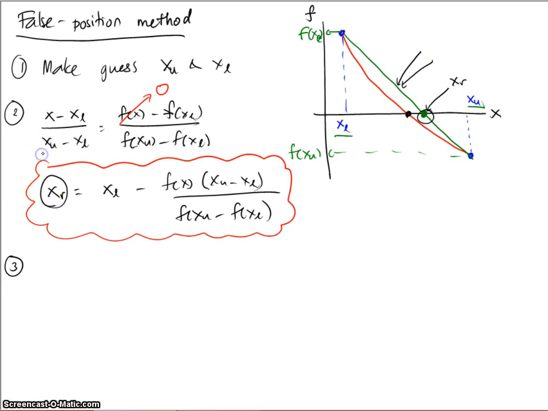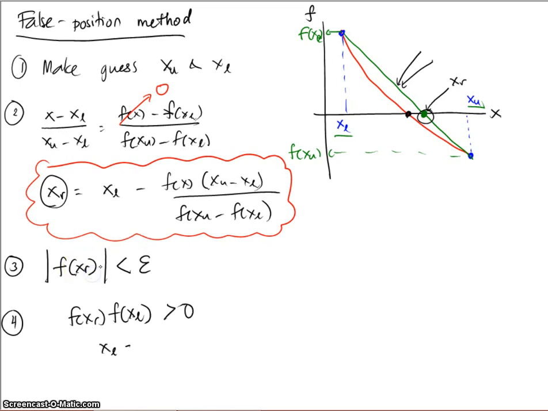To find out whether this value is close enough to the exact root, we check if the magnitude of f evaluated at xr is less than epsilon. If it is, then xr is your root. If it is not, then you have to find out whether xr is located to the left or to the right of the root. You do that by multiplying the values of f at xr and xl. If this is positive, xl is substituted with xr. If not, xu is shifted to xr, and you repeat the step.